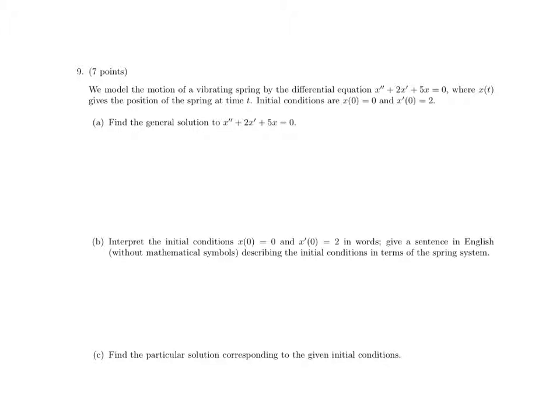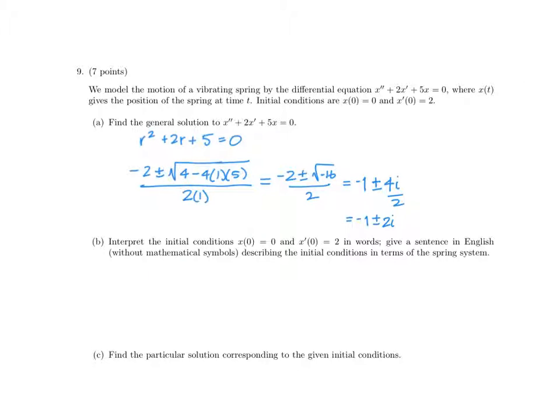We're forging onwards. Here we go. We modeled the motion of a vibrating spring, because why wouldn't you, with the differential equation of x double prime plus 2x prime plus 5x equals 0, where x gives the position of the spring at time t. As always, initial conditions are that at t equals 0, x is equal to 0, and at t equals 0, x prime is equal to 2. All right, it first says find the general solution to the differential equation. Awesome. We want to take the characteristic equation, find its roots, and select the appropriate general solution format to plug them in.